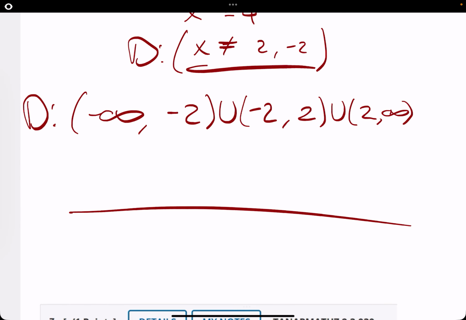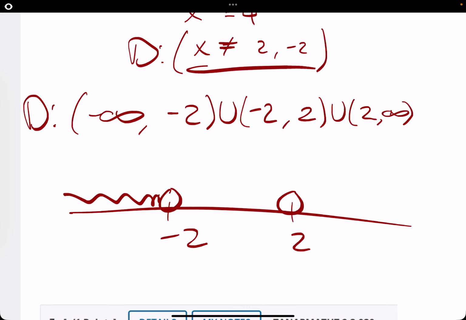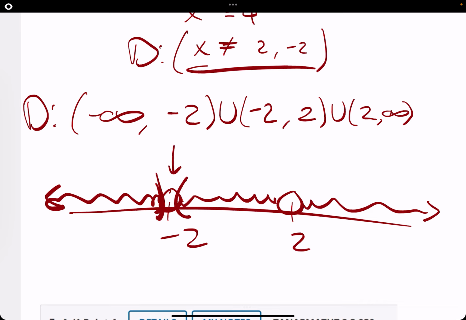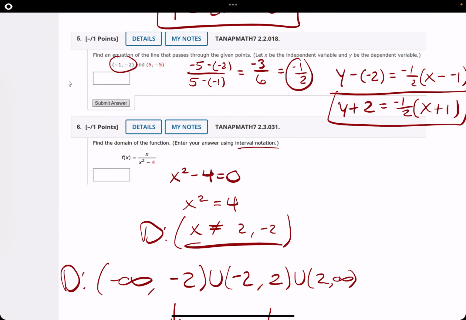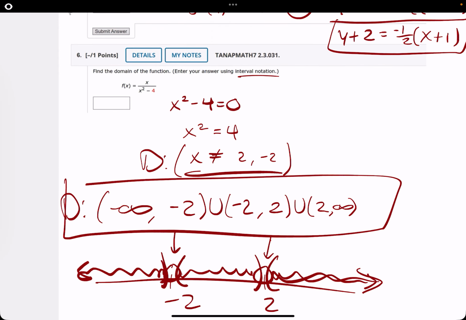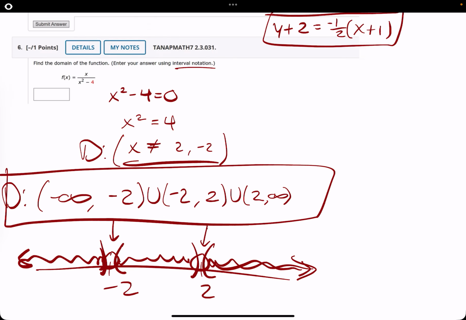If you think about it like this, on a number line, -2 and 2 are the values we want to leave out of the domain. So we can represent that with an open circle, but we do want to include everything in between. So it's like -infinity to -2, parentheses are what leaves out the -2. And then -2 to 2, parentheses, leave out the +2, and then all the way to infinity. Okay? Hope that makes sense. So our domain is just this here. All right.